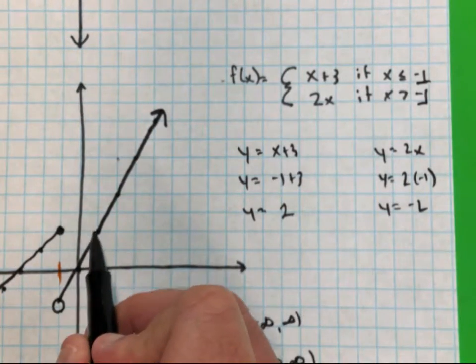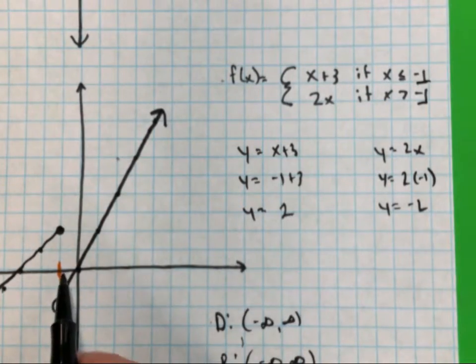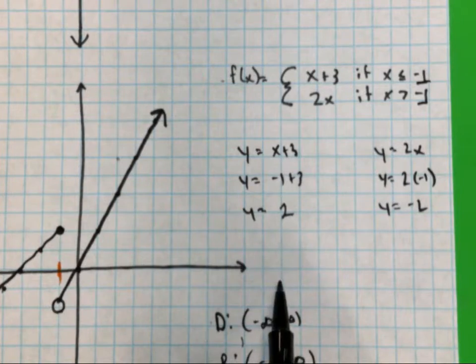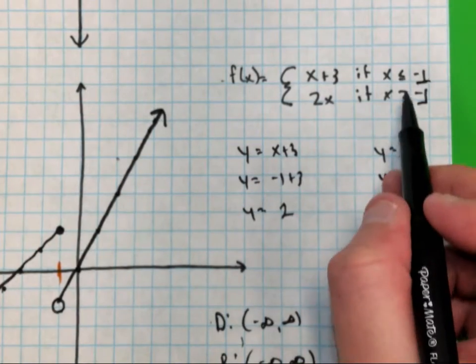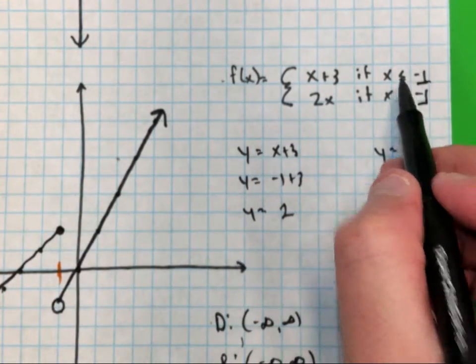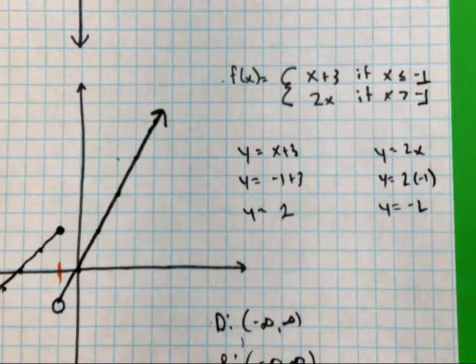Okay, try my slope. Up 2 over 1, up 2. Is it giving me the direction I need to go? Yes, because these x values are greater than negative 1. There's an open dot here because it's a greater than. It's a closed dot because it's greater than or equal to. Are there any questions so far? Okay.